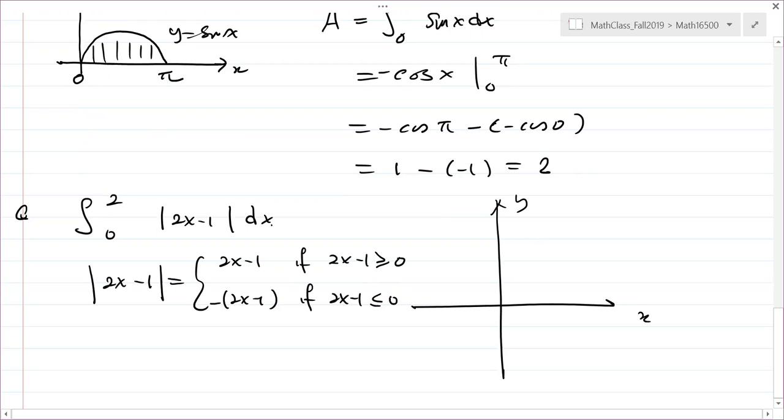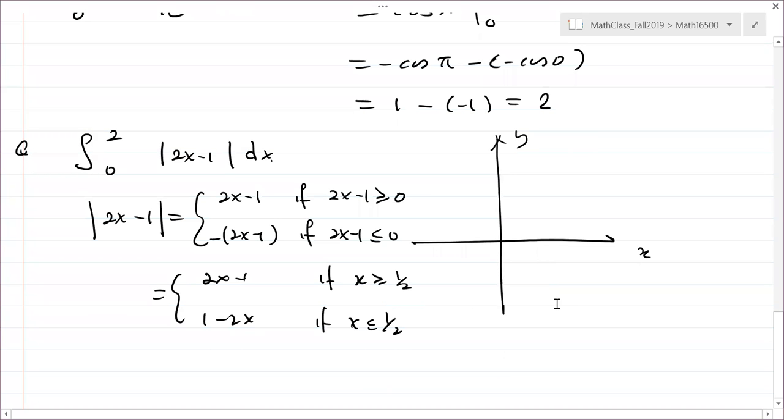So 2x minus 1 greater than or equal to 0 means x is greater than or equal to 1/2, right? Here x is less than or equal to 1/2. So it's 2x minus 1 on one side, and 1 minus 2x on the other. So how can I draw the graph? This is 1, this is 2, right? This is 1/2.